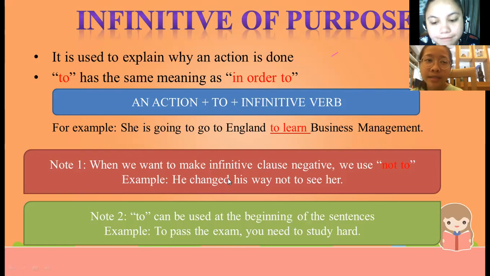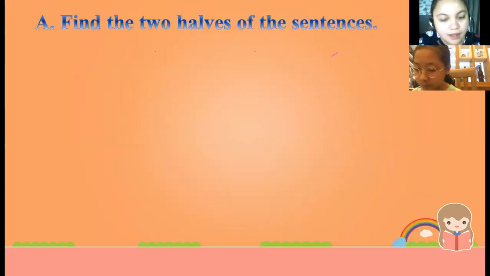To buy something, food, you go to the market. To buy some foods, you must go to the supermarket. So now let's have this one. Letter A activity. Find the two halves of the sentences.